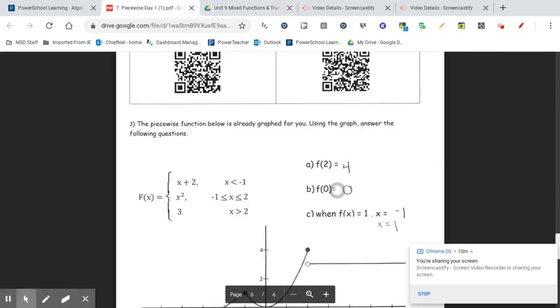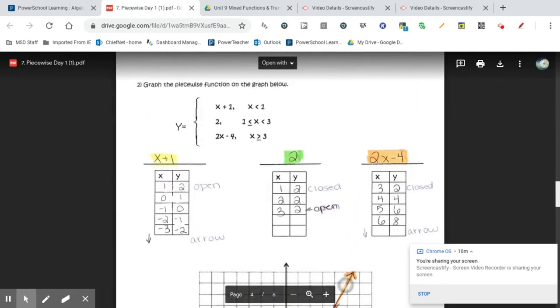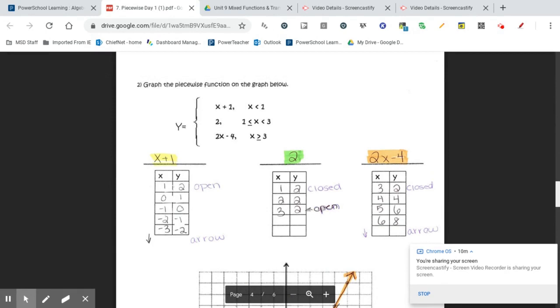Okay, here is the key for this one. Oop, too far. All right, so some things that you want to notice. Hopefully, you see, and I keep saying hopefully, but it's because I want you guys to recognize things. For the first function, you have that point (1, 2), and it's open, and then for the second function, you have that same point, but it's closed.